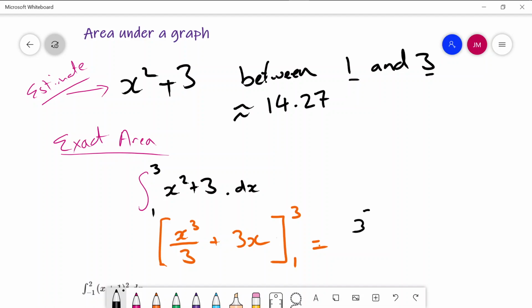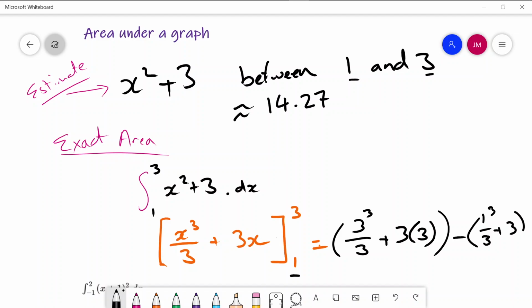So we'd have 3 cubed on 3 plus 3 times 3. And then we subtract when it's at this lower value, which is 1. So we'd have 1 cubed on 3 plus 3. And let's find out what this equals. So 3 cubed would be 27 on 3 plus 9. And we're going to be minusing 1/3 plus 3.